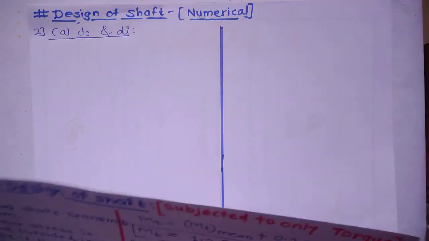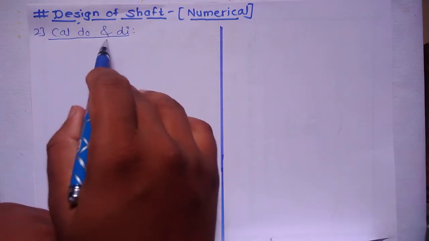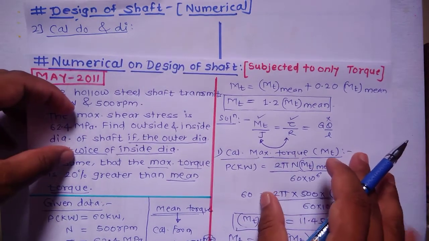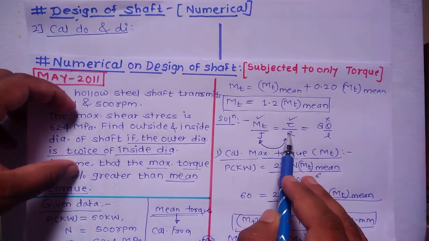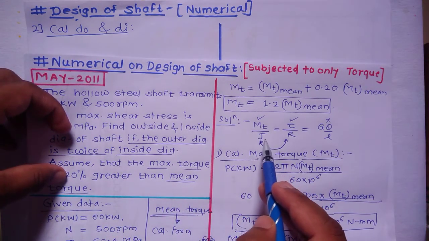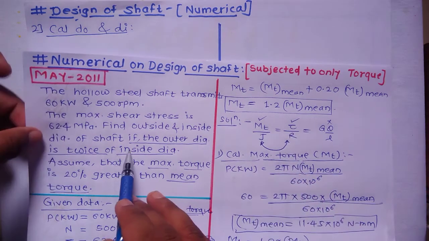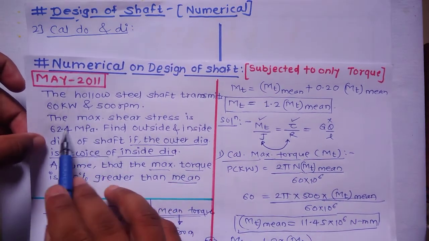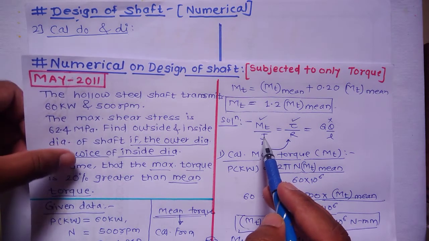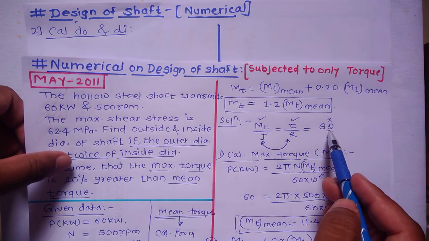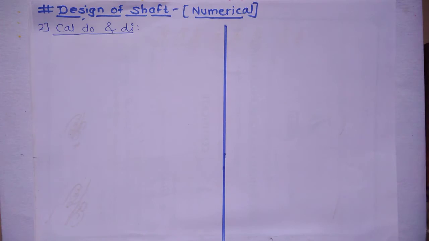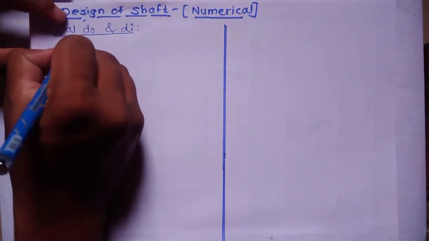Now after calculating the maximum torque, let us calculate do, that is outer diameter, and inside diameter di of the hollow shaft. For that purpose we have to use this relation, Mt upon J is equal to tau upon r, because here Mt is given in terms of power that we have just calculated, and this tau is given, that is maximum shear stress. Its value is 62.4, and thus we can use these two relations to find the outside and inside diameter of the shaft. As the angle of twist is not given, we will not use this ratio.